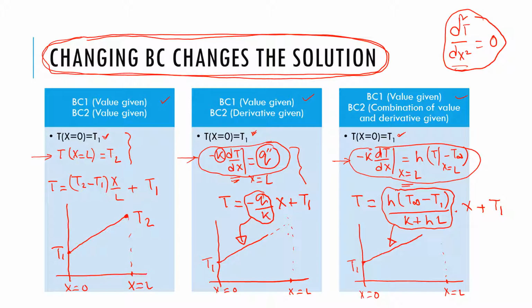We did this for the Cartesian coordinate, but the same thing would be true if we solve the corresponding equation in cylindrical coordinates or spherical coordinates. If we change the boundary condition, then the solutions would all be different.